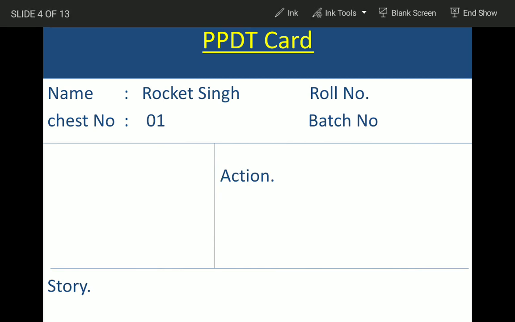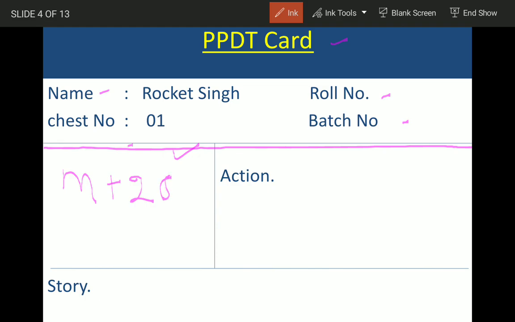Now, for writing PPDT, you get a card. The card will have your name, chest number, roll number, batch number. All this you fill up before the start of the test. Then this space is utilized for writing the characters. Suppose that you observe 2 characters.